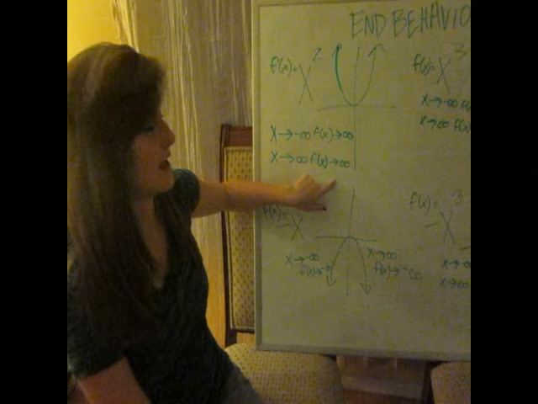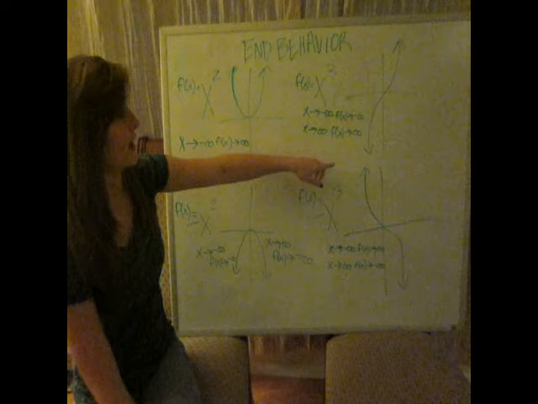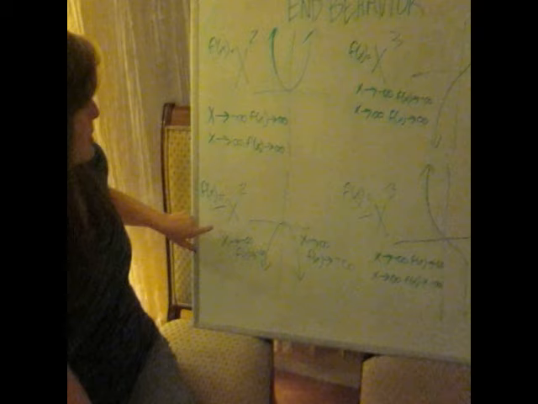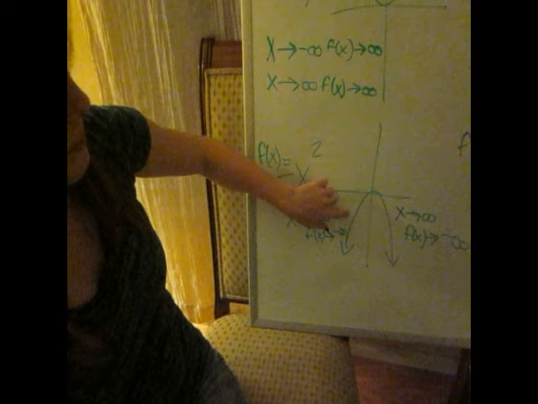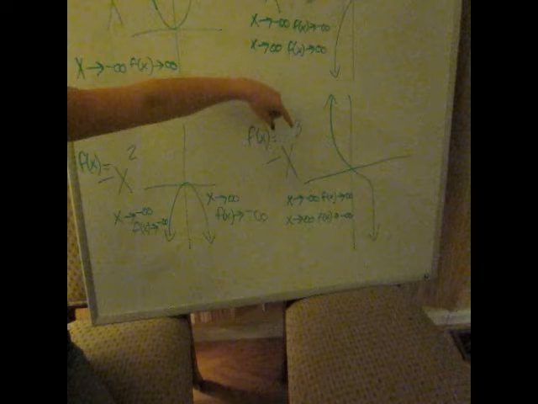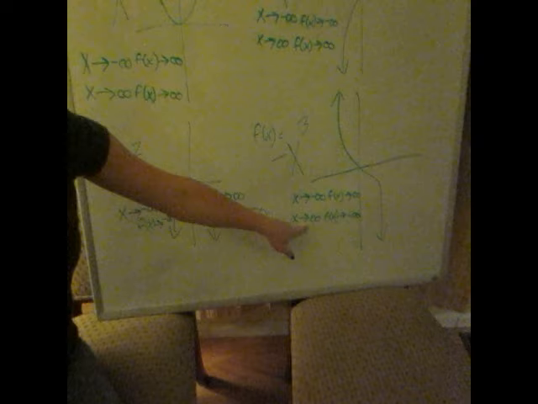However, when you have an odd degree, your ends go opposite directions. So when x is approaching negative infinity, f of x is also approaching negative infinity. But when x is approaching infinity, f of x will be approaching infinity. But when you have a negative coefficient, your equation is flipped over the x-axis. So both ends will be approaching the same direction. They'll just be negative. And when you have a negative coefficient with an odd degree, it flips it over the x-axis again. So when x is approaching negative infinity, f of x will be approaching infinity this time. And when x is approaching infinity, f of x will be approaching negative infinity.